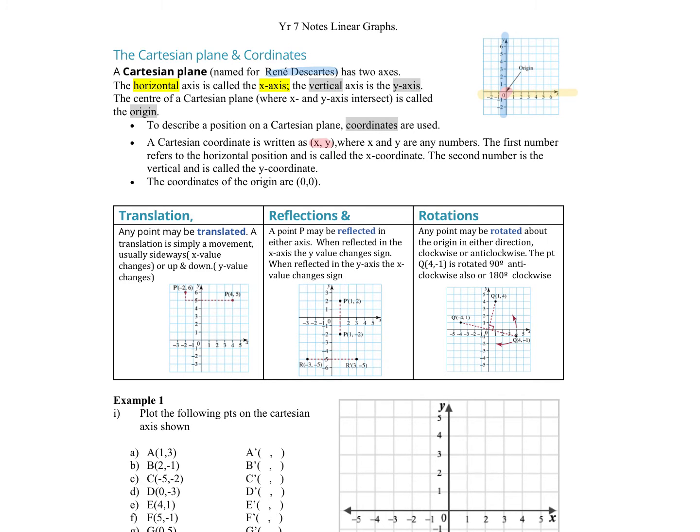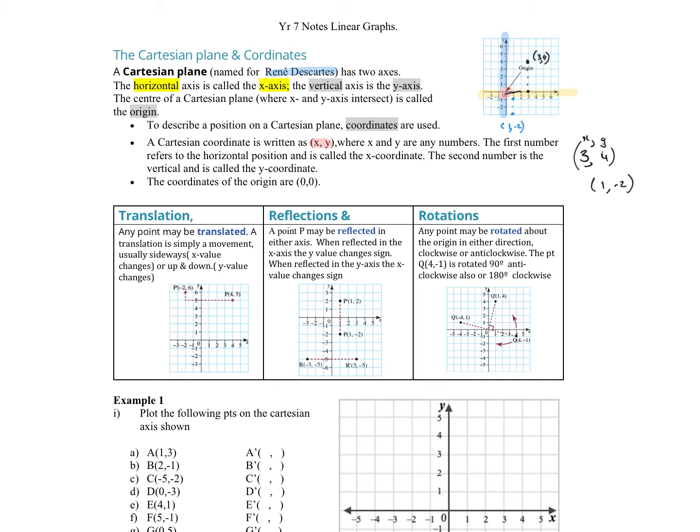So if I've got a coordinate, say (3, 4), that's always the x value and the y value. The 3 tells me which direction I travel in, so I travel 1, 2, 3 units across. Then the 4 tells me I travel 1, 2, 3, 4 units up. So that's the point (3, 4). If I want to travel 2 units down, I'd go 1 across and then 2 units down, and that's the point (1, -2).